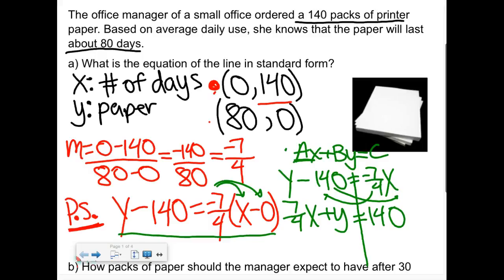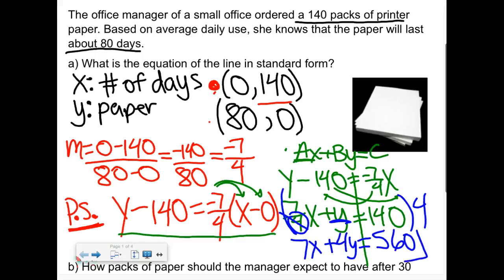Now, as we talked about yesterday, we cannot have fractions. So I see I have a 4 here on the bottom, so I'm going to multiply everything by 4. When I do that, those cancel. I'm going to have 7x. That 4 is also going to go to my y, so I'm going to have plus 4y. And this 4 is also going to go to this 140. So when I plug that into my calculator and multiply those two, I'm going to get 560. So that is our answer in standard form.